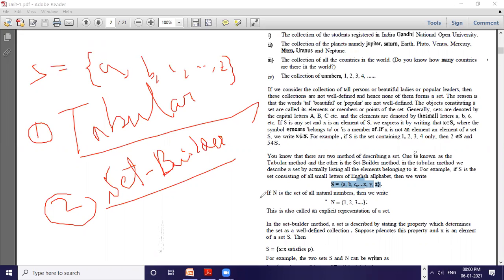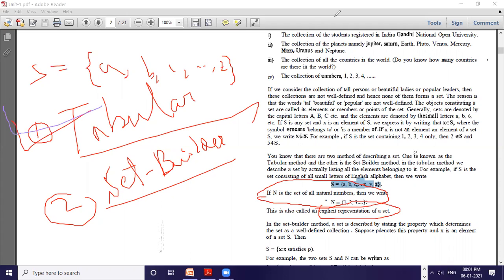Suppose similarly, if N is the set of natural numbers, we will write like this: N is equal to 1, 2, 3, like that. That means up to infinity. Okay. This method, this tabular method, is also known as the explicit representation of a set. So this tabular method is also known as what? Explicit representation of a set. Okay. Got it?